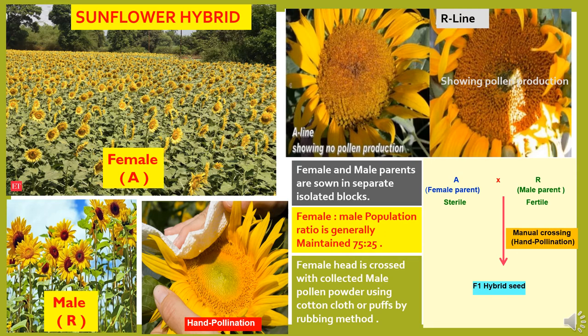In the female, the stigma opening takes a cycle of 15 to 20 days, and stigma opening takes place from the outer sides. So every day we have to pollinate the stigma of the female head, and the crossing will take a 15 to 20 day period. Here also, after pollination, the male line should be harvested and separated from the field. And after maturity of the female crop, this is harvested separately, and this harvested produce will be used as hybrid seed.